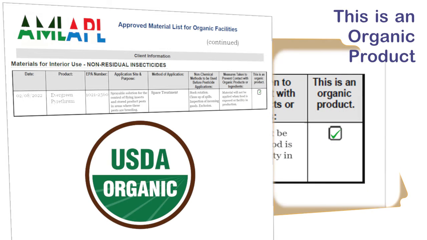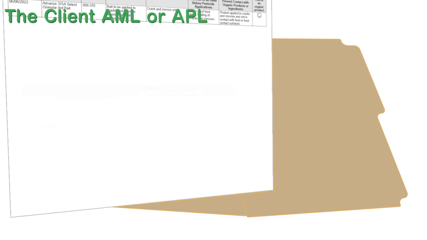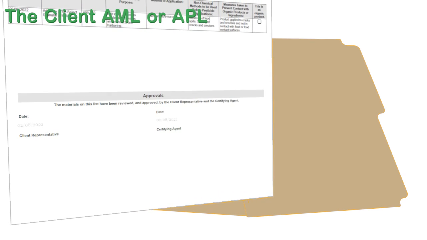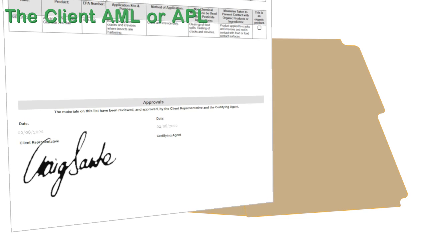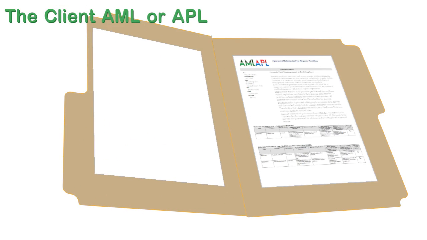Sometimes, a new chemical is added to the AML or APL. Each time a new chemical is added, just as when the document was first written, the AML is signed by an appointed representative for the client, and the pest management professional after approval is gained from a third-party organic certifying agency.